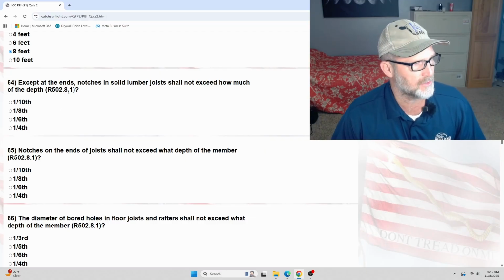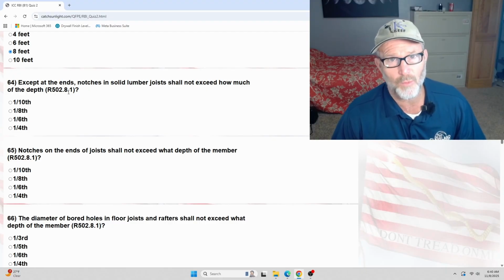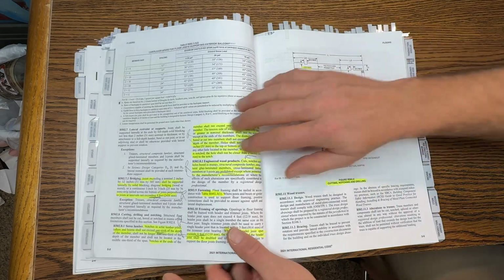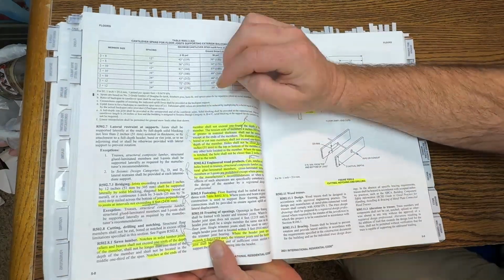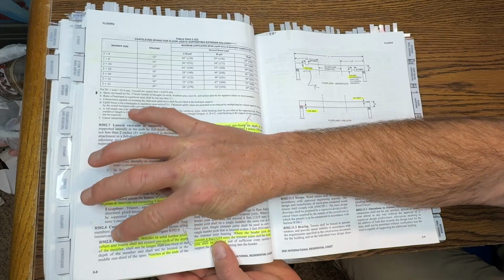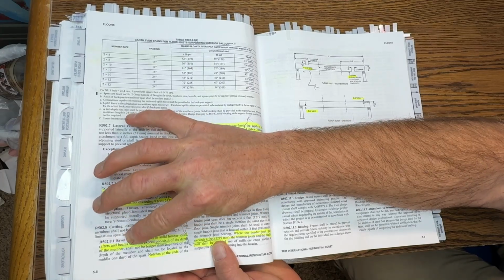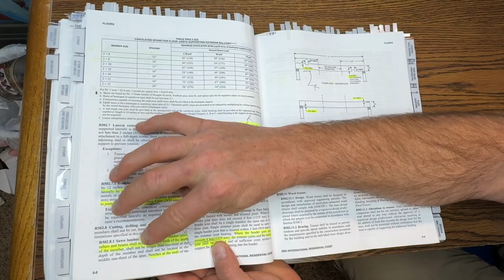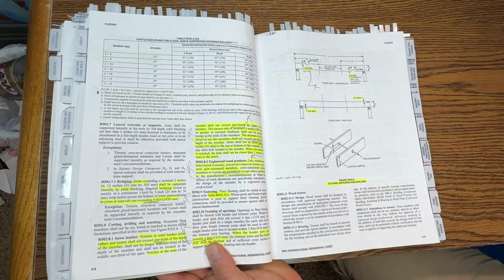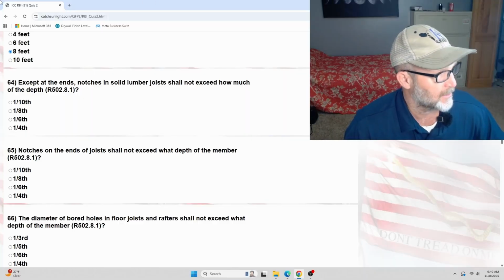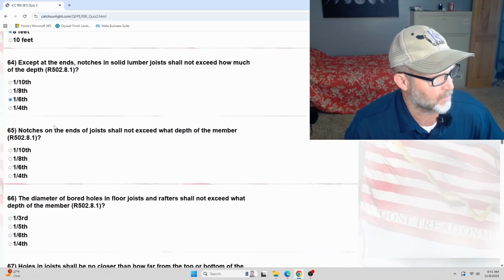Let's look at R502.8.1. They're probably going to ask you at least one, maybe even more than that from this section itself. 502.8.1. Notches in solid lumber joists, rafters, and beams shall not exceed 1/6 of the depth of the member. There are some other rules here, but let's go ahead and put down 1/6 for now. Make that selection. Let's go ahead and roll down.